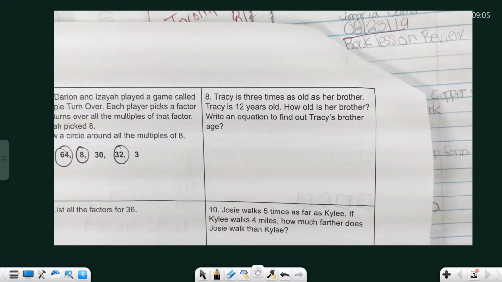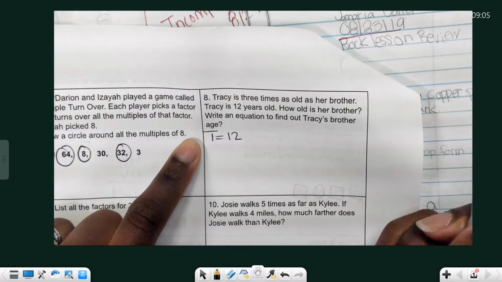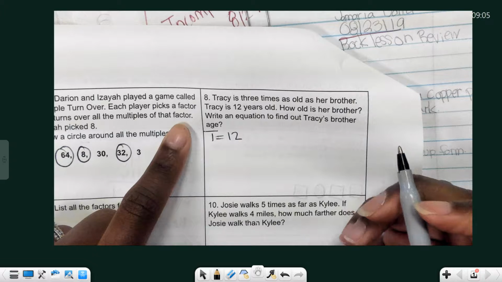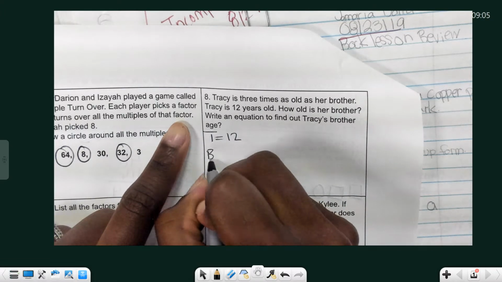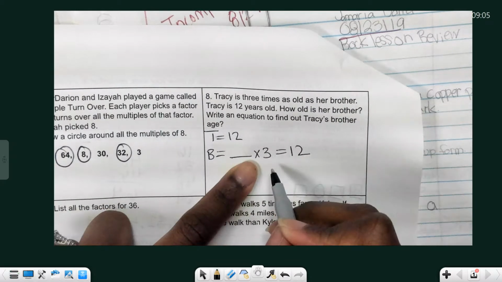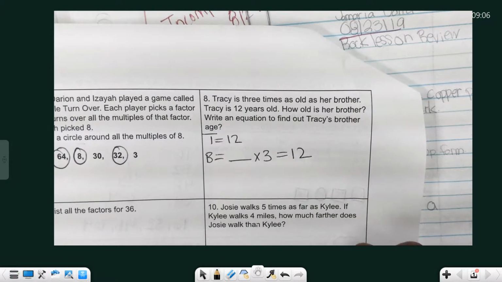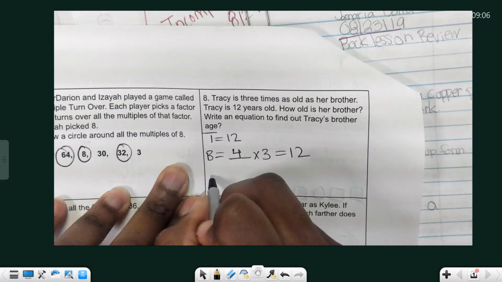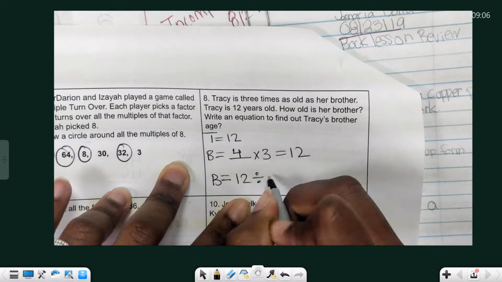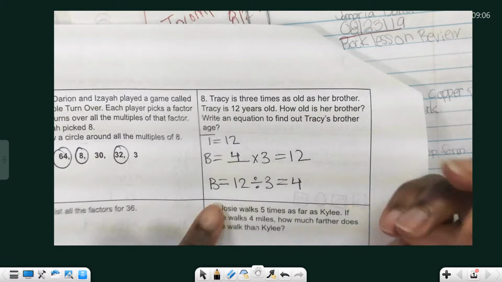So, let's take what we know. We're going to put T for Tracy. Tracy's 12, so T equals 12. And they said Tracy is 3 times as old as her brother. So that means we're going to put B for brother, B times 3 equals 12, because she's 3 times as old as her brother. So what times 3 equals 12, Maggie? 4. And then if I go backwards, I would say B is equal to 12 divided by 3 equals 4. So her brother's how old? 4.